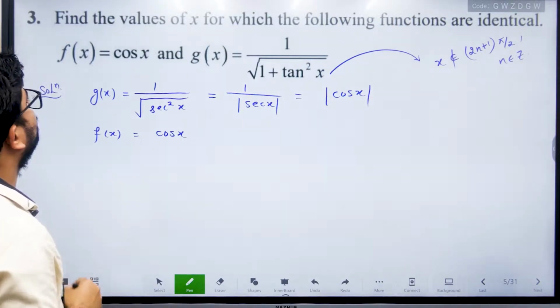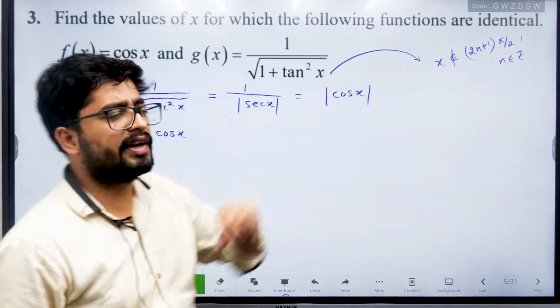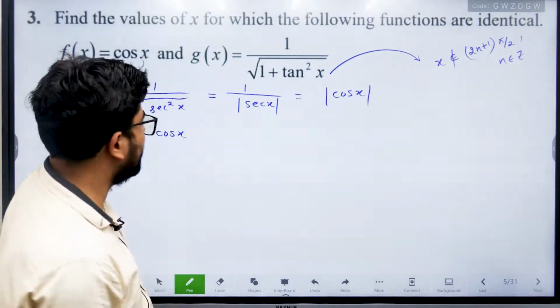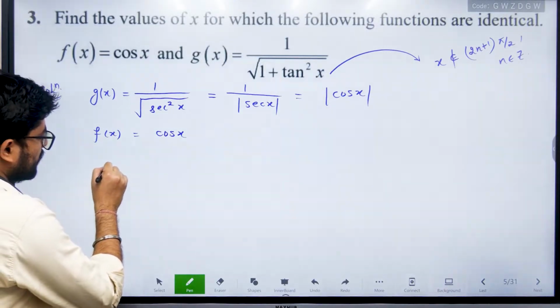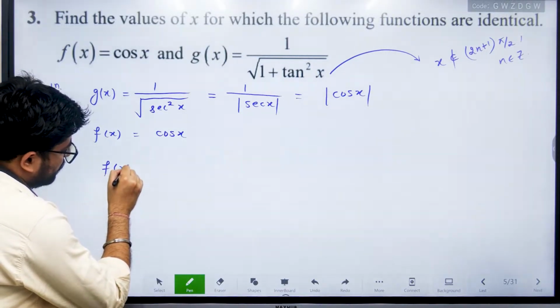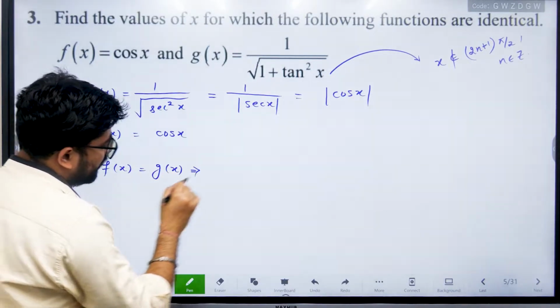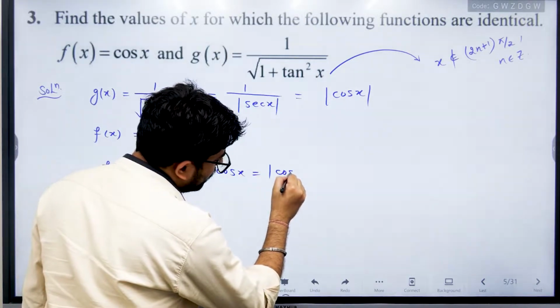Okay, now you want to find the values of x for which the following functions are identical. Identical means domains are the same, ranges are the same, and their values are the same at any particular x. So you can say f(x) is equal to g(x) implies cos x is equal to mod of cos x.